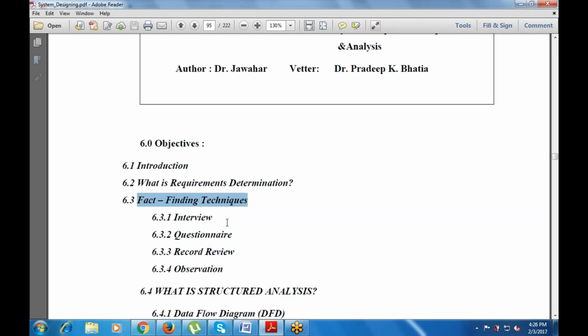The next one is fact finding techniques. What are the various fact finding techniques available here? They include the interview, the questionnaire, the record review, and the observations.